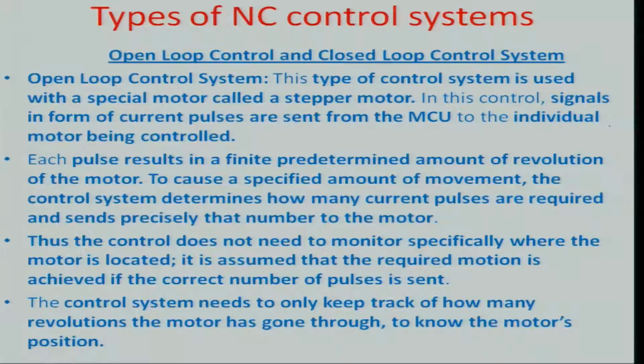So if you look at the way that these motors are controlled by the controller, there are principally two different control systems which would exist. One is an open loop control system, another is a closed loop control system. So obviously the open loop control system, I think we are quite aware how this type of control works, is used with a special stepper motor, and open loop meaning thereby that there is no feedback signal.